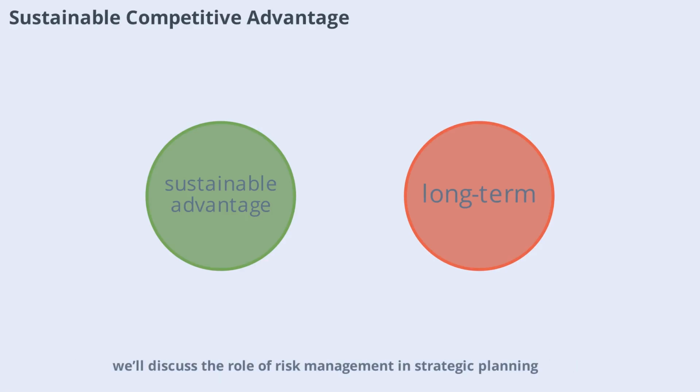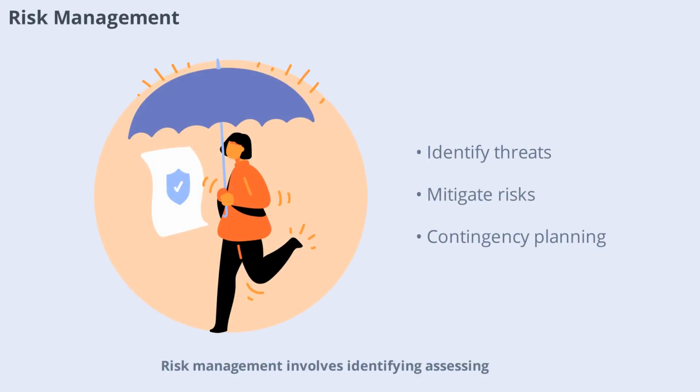Next, we'll discuss the role of risk management in strategic planning. Risk management involves identifying, assessing, and mitigating potential threats to a company's success. This includes financial risks, operational risks, and strategic risks. Effective risk management allows businesses to navigate uncertainty and protect their competitive position. Regular risk assessments and contingency planning are essential components of strategic management.